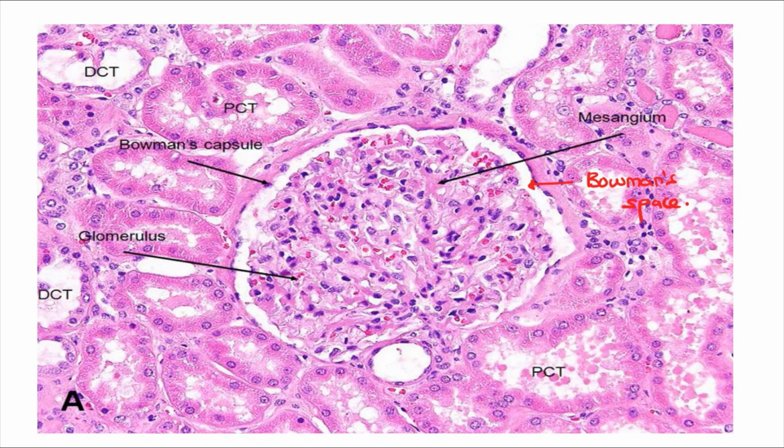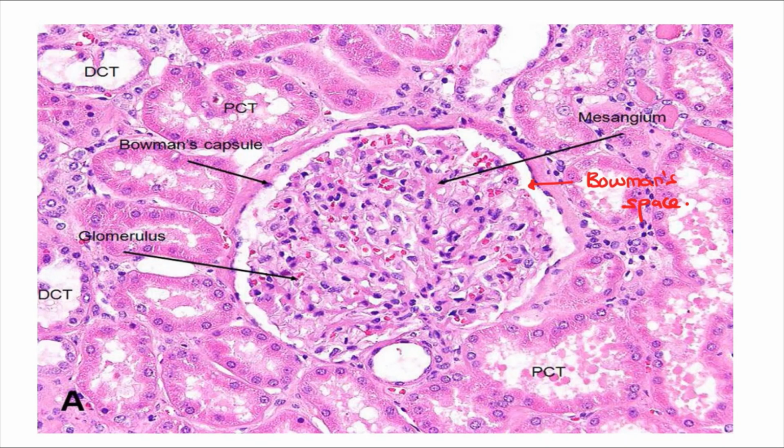Inside of the glomerulus, we have the mesangium. The mesangium are cells that have contractile properties that act like smooth muscles. There are mesangium that are inside of the glomerulus, called intraglomerular mesangium, and mesangium that are outside of the glomerulus, called extraglomerular mesangium. Those are part of the juxtaglomerular apparatus.